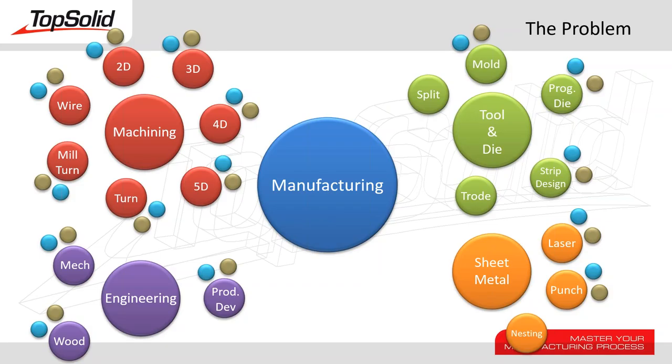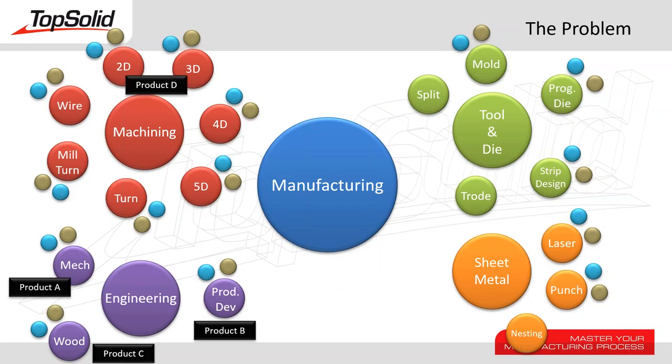To make things worse, let's talk about products specifically. A lot of companies out there use a different product for mechanical design than they do for product development. If they're in the woodworking industry, they use a third product as well for designing woodworking applications. On the machining side, some use yet another product for 2D, 3D. Maybe they use a special product for mill turn and turn, another special product for 5-axis because their 2D, 3D product just doesn't do it well, and of course their 5D product doesn't do the 2D, 3D well, right?